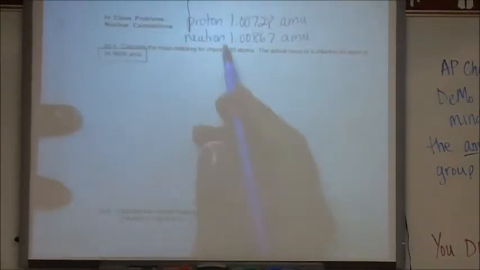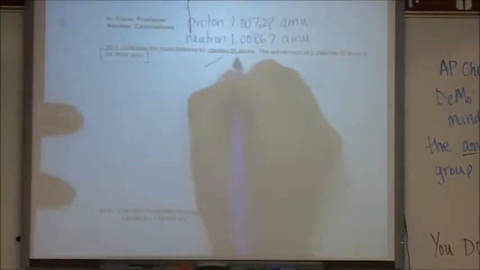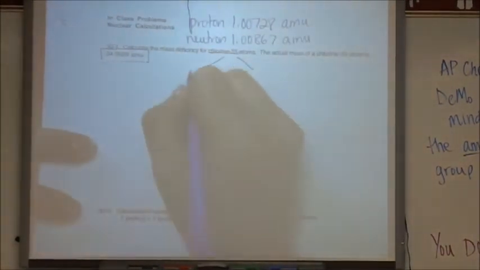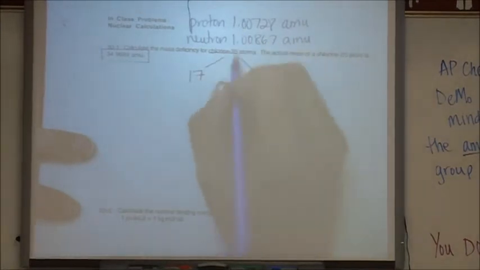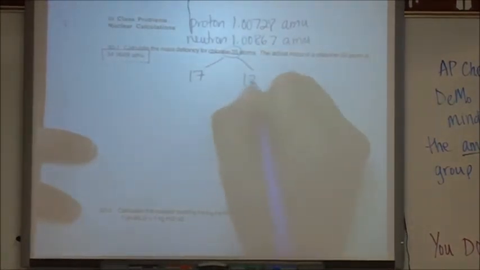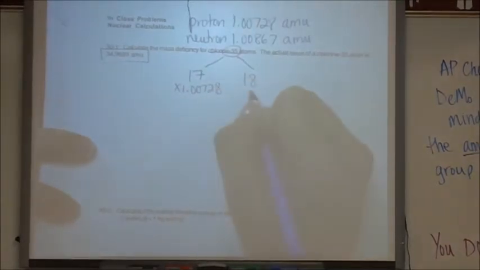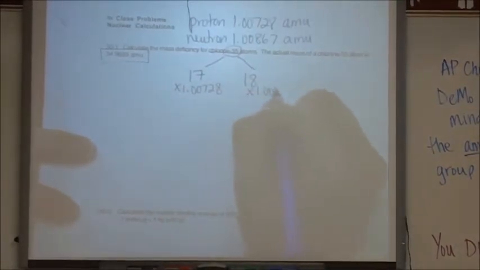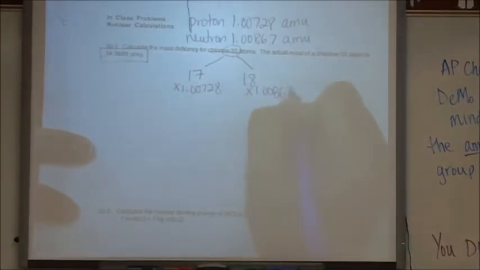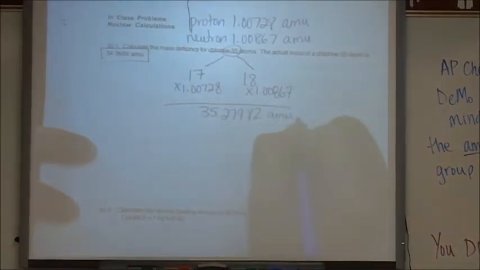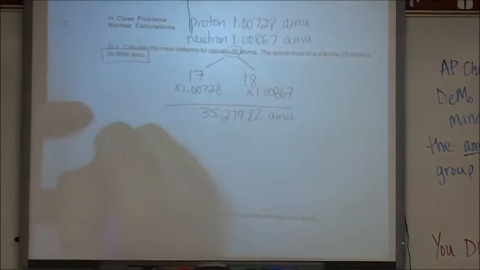Okay. So what we're going to do is individually figure out chlorine atom's mass, what it should be based on the individual parts. Chlorine has 17 protons, and how many neutrons with this isotope? 18. So if we multiply 17 times 1.00728 and add it to 18 times 1.00867, I went ahead and did this for you. We get 35.27982 AMUs.